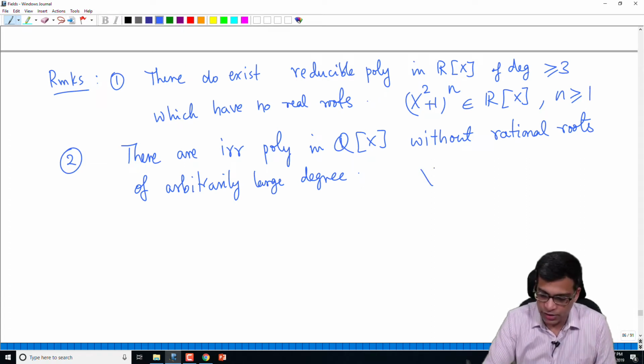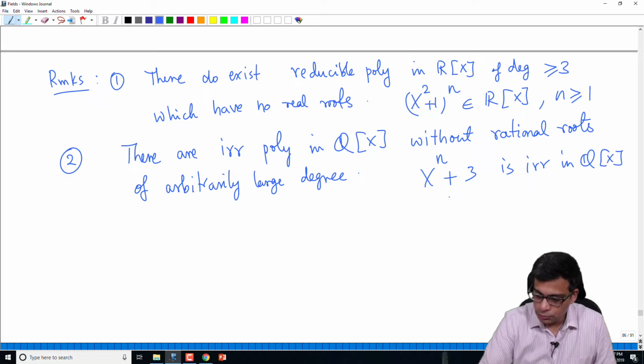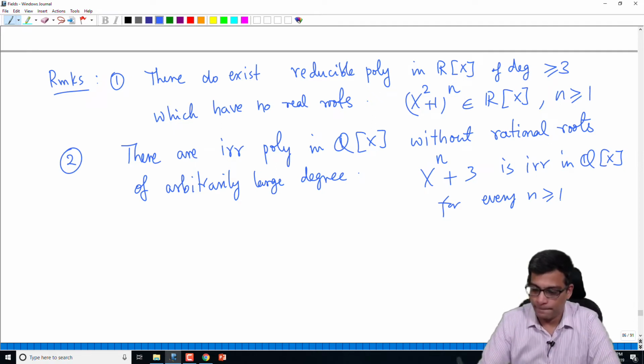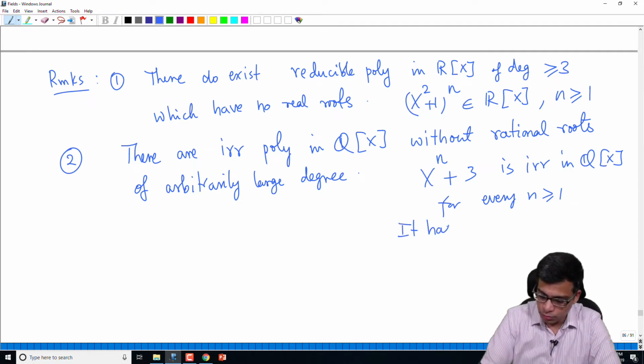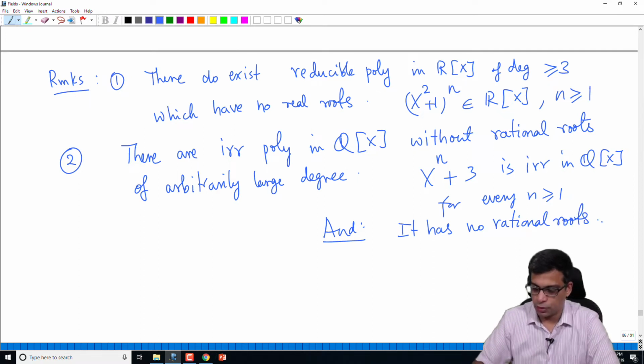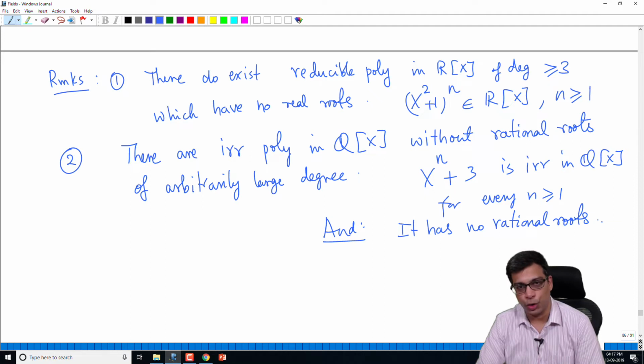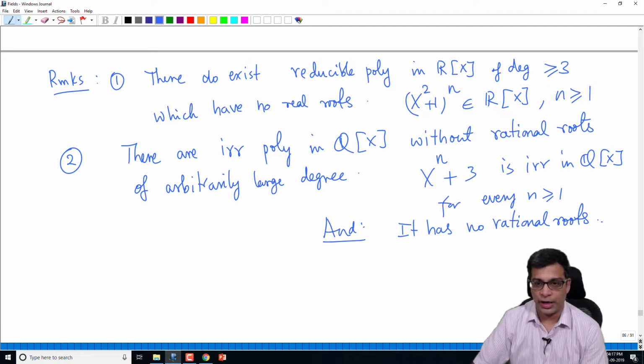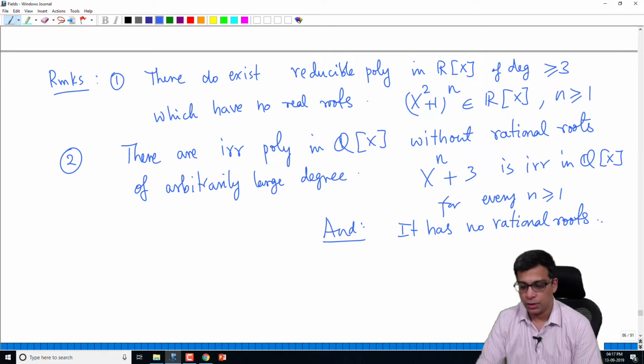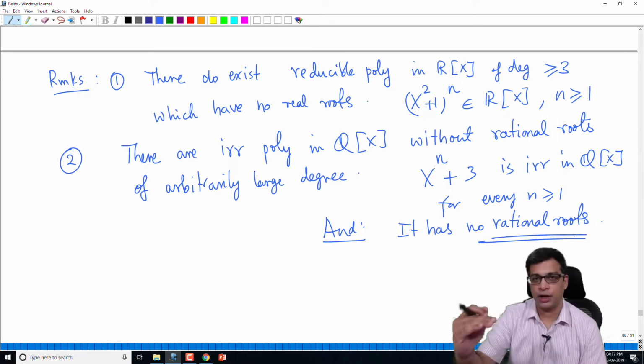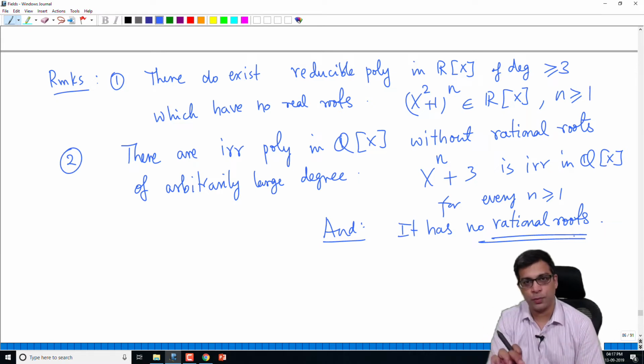Using the Eisenstein criterion, for example, we know that x to the power n plus 3 is irreducible in Q[x] for every n, and it has no rational roots. Okay, root 3, cube root of 3, fourth root of 3, they are all not rational numbers. There are real numbers which are roots of this, but not rational numbers. So you have arbitrarily large degree polynomials which are irreducible and which have no roots.